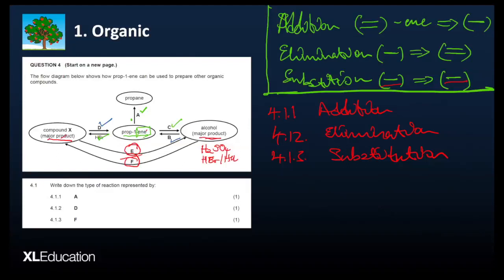For haloalkanes, like this one is a haloalkane, they need strong bases to undergo either elimination or substitution. But what differs now is that for elimination, the base should be concentrated. For substitution, the base should be aqueous, that is dilute. Right. Concentrated sodium hydroxide will result in elimination. Dilute sodium hydroxide will result in substitution.